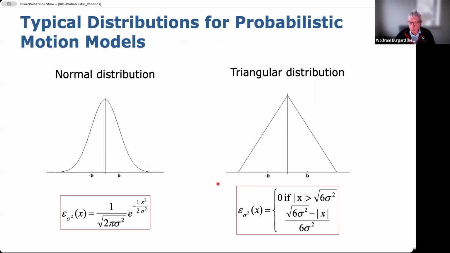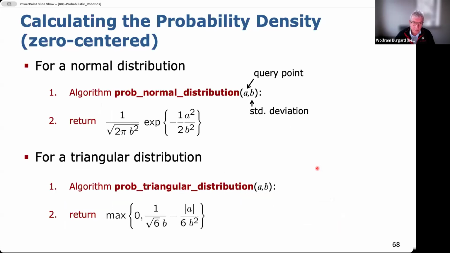Just in order to calculate this in an efficient way, you can either use Gaussians here, but you can also use triangular distributions, which we actually use as well, just for efficiency reasons and to speed up processes.